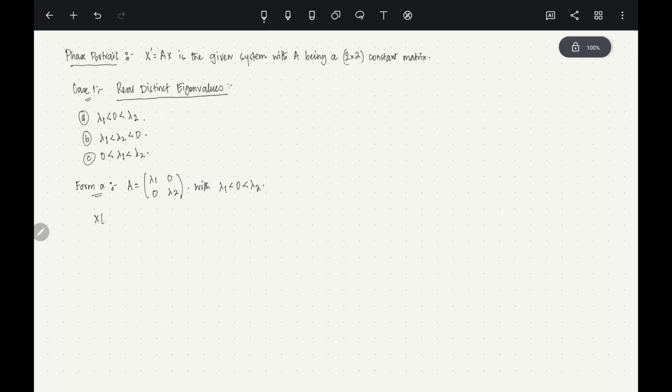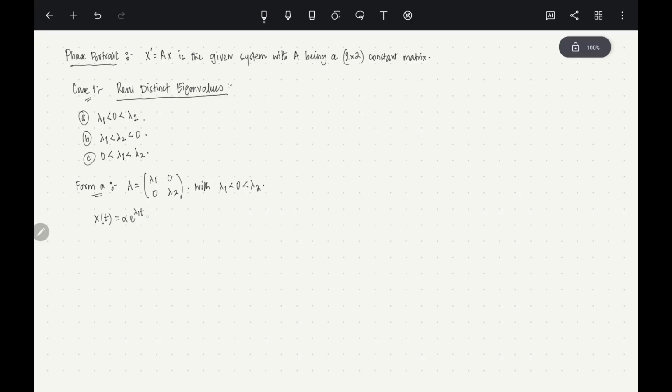x(t) equals alpha e to the power lambda 1 of t, and then the eigenvalue. So in this case you can actually show that lambda 1 and lambda 2 are the two eigenvalues.